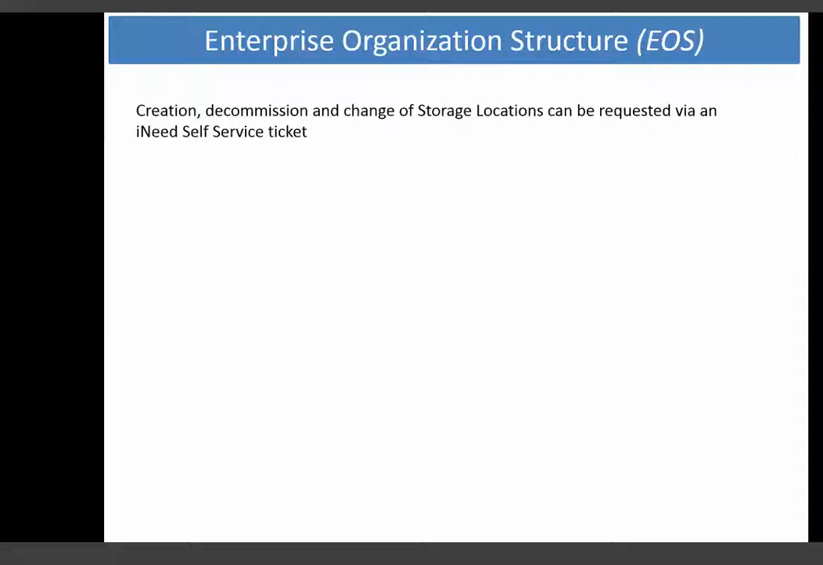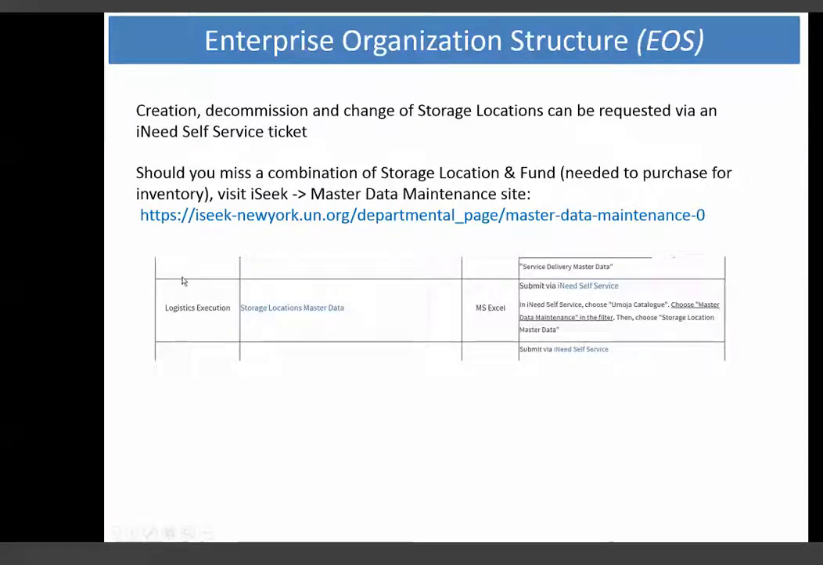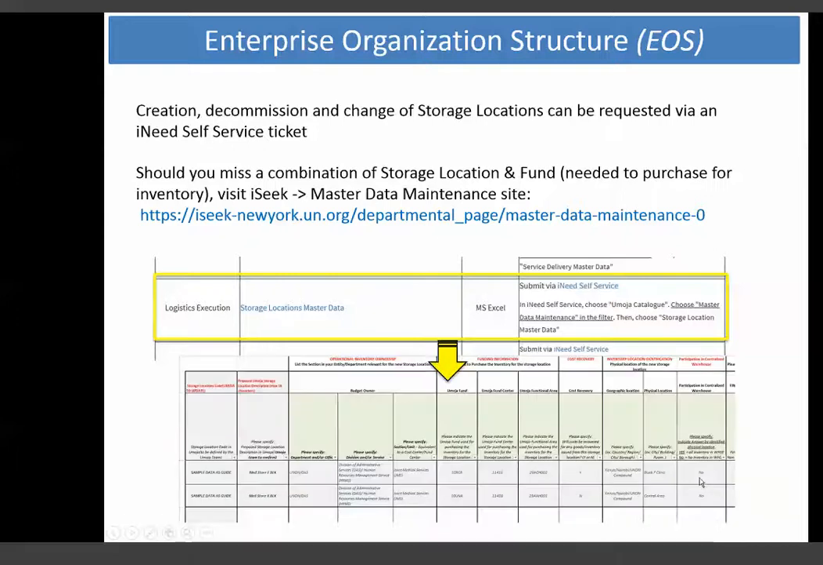So I wanted to tell you that it's possible to create, decommission, and change storage locations by an INEED self-service ticket. So should you miss a combination of storage location and fund in your mission needed to purchase for inventory, you can go into ISIC and check the master data maintenance site in this link. If you click on this storage location master data hyperlink, it will open a form, which is an Excel, and then you can request the creation of a new storage location if this is the case.